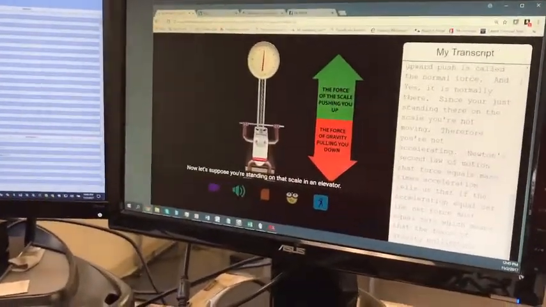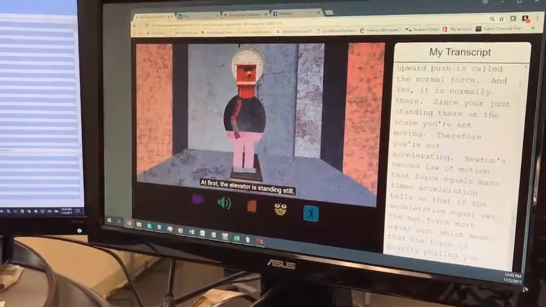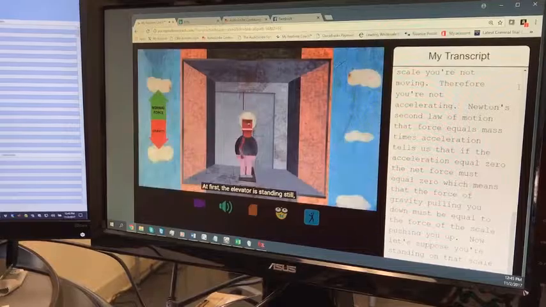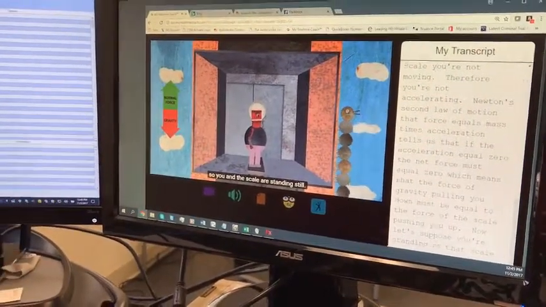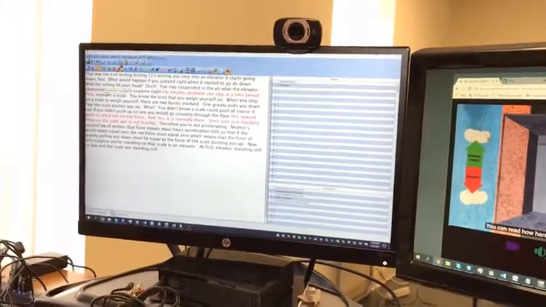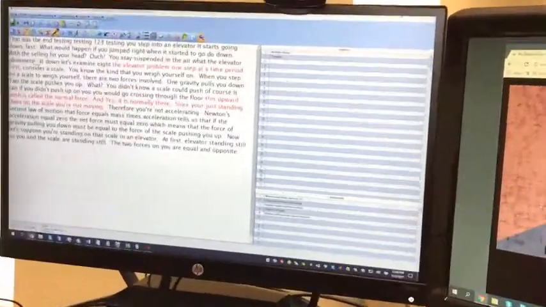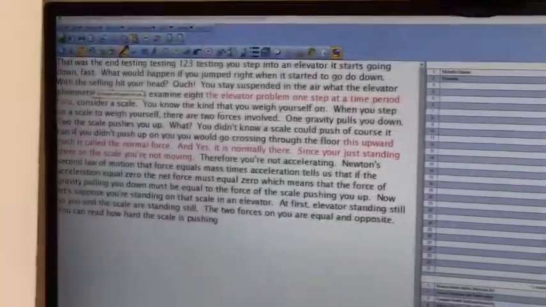Now let's suppose you're standing on that scale in an elevator. At first, the elevator is standing still, so you and the scale are standing still. The two forces on you are equal and opposite. You can read how hard the scale is pushing by looking at it. We call that your weight.